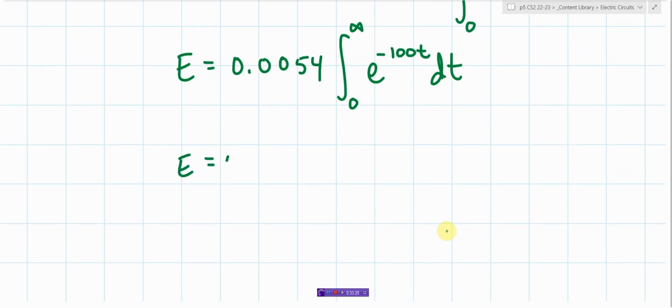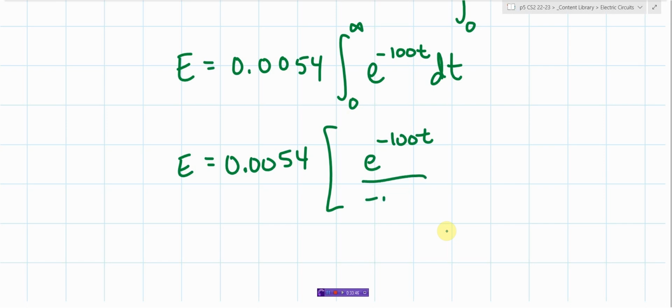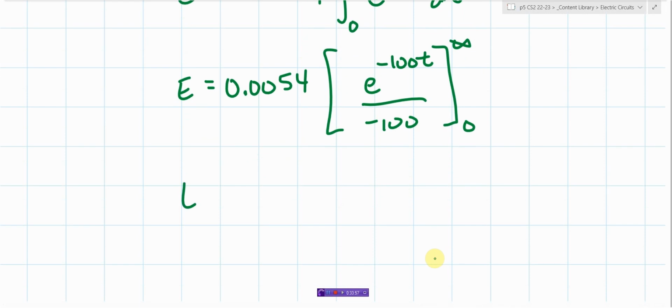Almost done. The integral of an e function, you still get the e function, and then you divide by the exponent. Then evaluate it from 0 to infinity. If we do that, we get the constant, and then I'm going to bring up that negative 100.